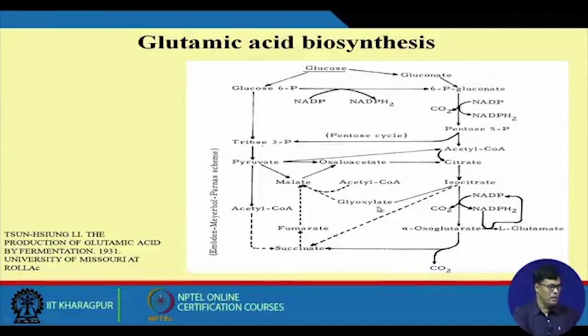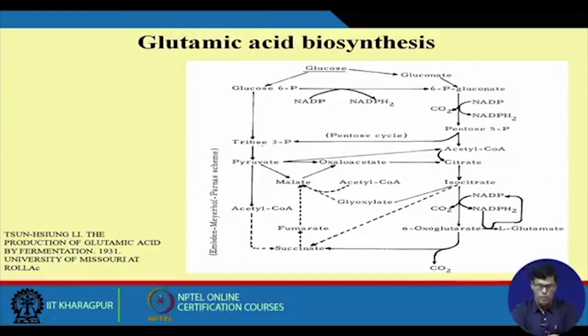Then we have malate, glyoxylate, isocitrate, citric acid, oxaloacetate, acetyl CoA. In combination they produce citric acid and isocitric acid, and then this goes to oxoglutarate, and this oxoglutarate produces L-glutamic acid. This is how, through the biochemical pathway, the glutamic acid is produced, and this is what is in practice in the industry.